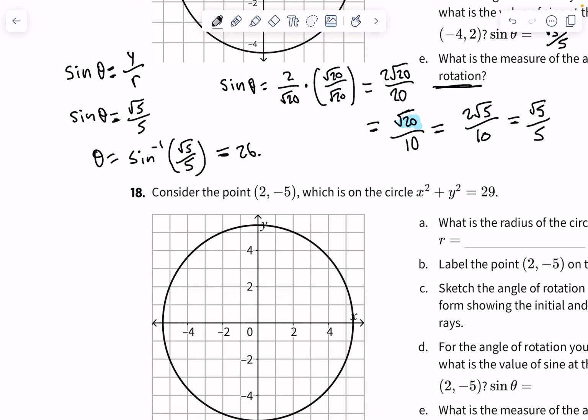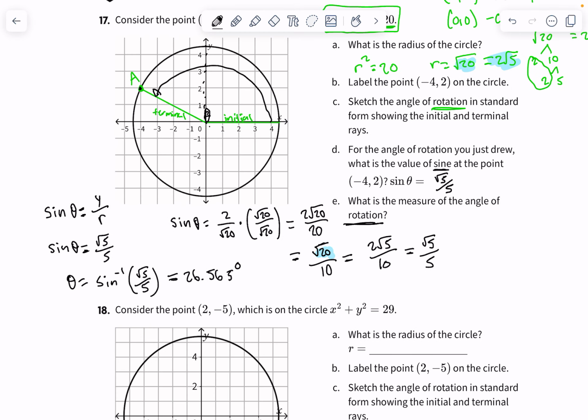26 point, what is it? 26.565 degrees. So does that make sense? That the angle of rotation is that? No, right? Because we know that this sine and this sine right here are the exact same. So how should I go about this?